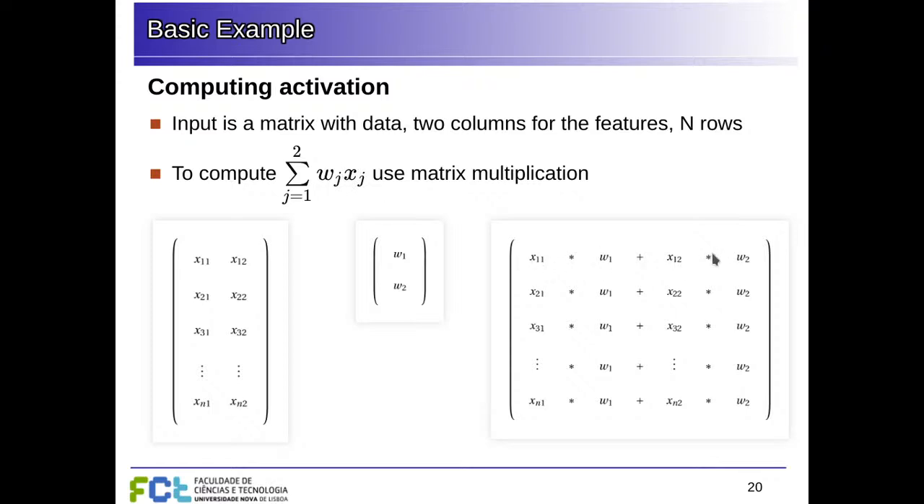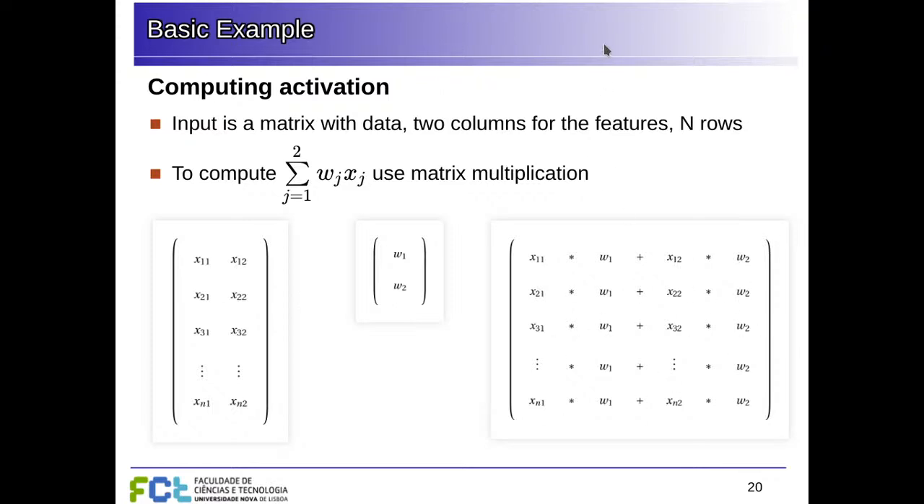Because for the first row here, we will have x1 of the first example multiplied by weight 1, added with coordinate 2 of the first example multiplied by weight 2. And then we add these together and we will obtain this result for the first example. Then the same thing for the second example, for the third, and so forth.